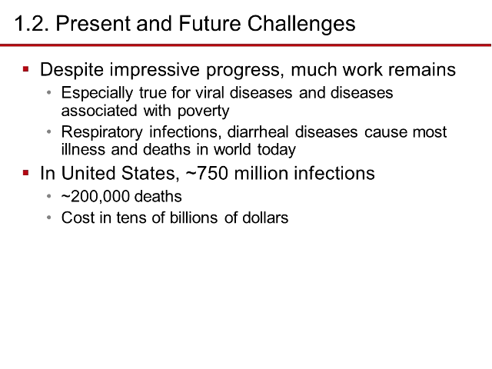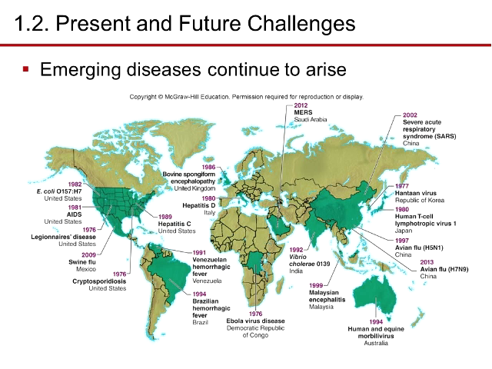Now, despite impressive progress, there's lots of work that remains. We really haven't delved very deeply into the viral diseases or diseases associated with poverty. Respiratory infections and diarrheal diseases cause most illnesses and death in the world today. In the United States, 750 million infections occur, and we still have about 200,000 deaths from these diseases. It costs us tens of billions of dollars to support patients who get these diseases, where we could use a vaccine, which may cost a few $100 or maybe not even $100, and we could eliminate this kind of death and destruction.